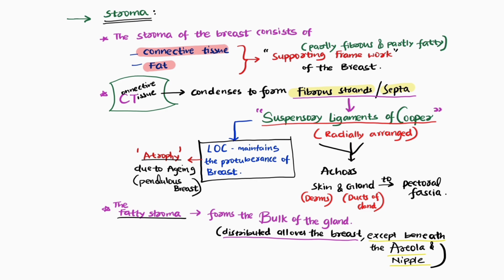So here's the interesting thing: the ligament of Cooper maintains the protuberance of the breast. It maintains the shape of the breast. As age advances, due to aging, this ligament of Cooper atrophies and the pendulous breast is formed in elderly people. And next, the fatty stroma forms the bulk of the gland. The fatty thing, the yellow thing which we have represented in those diagrams, is the fat. The fatty stroma forms the bulk of the gland and is distributed all over the breast except at the areola and nipple, as we have discussed earlier.